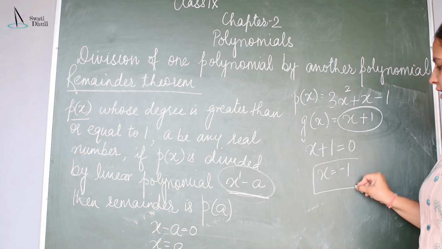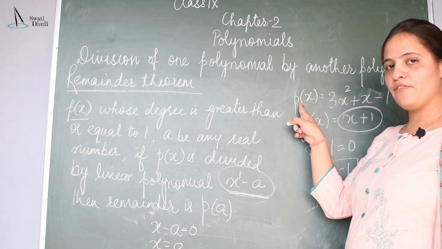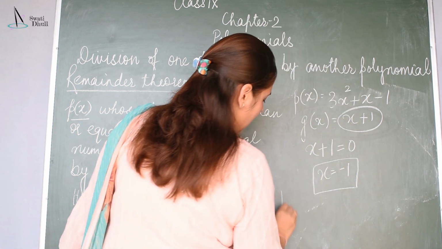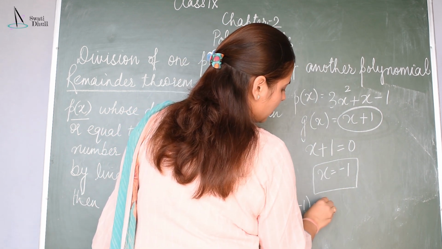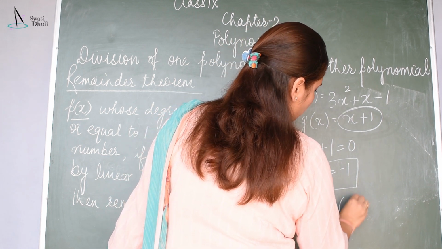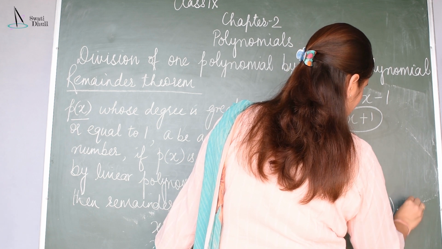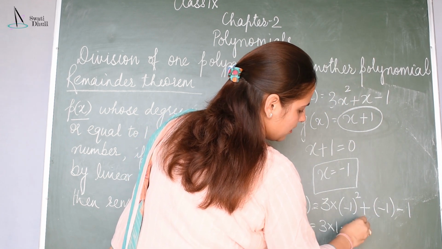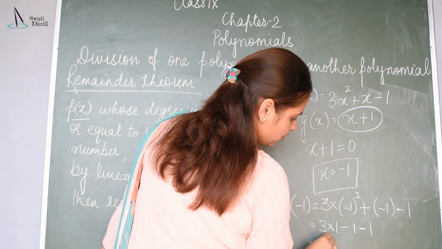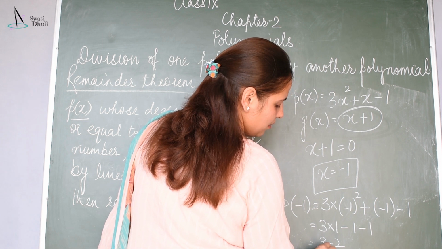Now I will substitute this minus 1 in place of x. So 3 into minus 1 square plus minus 1 minus 1. So what will I get? 3 into 1 plus minus minus 1. So 3 minus 1 is minus 2. So this will be 1.